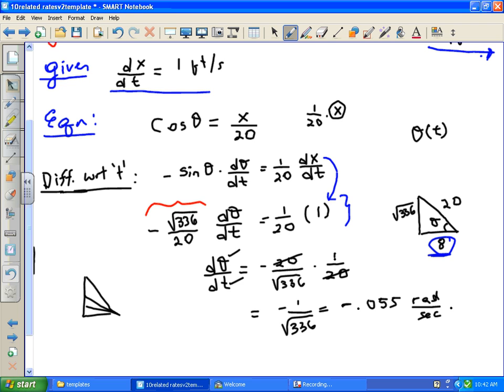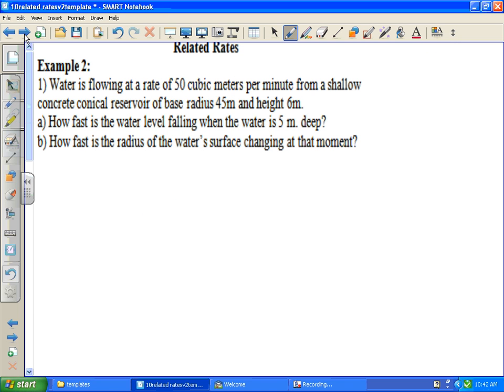Okay, we're going to do now example number 2. A very typical question known as a cone problem. You will see a lot of cone problems in this section.